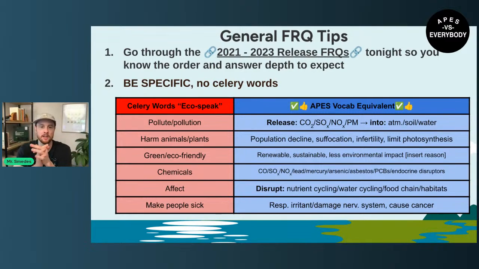Got to be specific. Same thing with humans. Don't write about making people sick. It's a respiratory irritant, or it damages their nervous system, or causes cancer. Don't write about something affecting. It's going to have bad effects on the ecosystem. It's going to have an effect on the organism. It's going to disrupt nutrient cycling. It's going to disrupt a food chain by removing a food source. So be specific. You just can't use these celery words and expect to get any points.